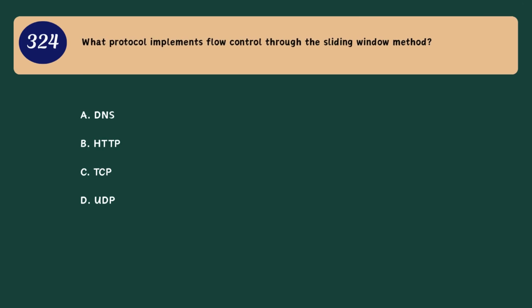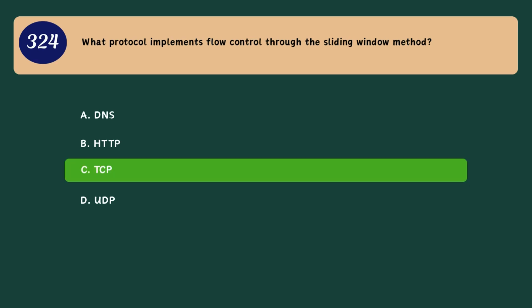Question 324. What protocol implements flow control through the sliding window method? A. DNS. B. HTTP. C. TCP. D. UDP. Correct answer. C. TCP.